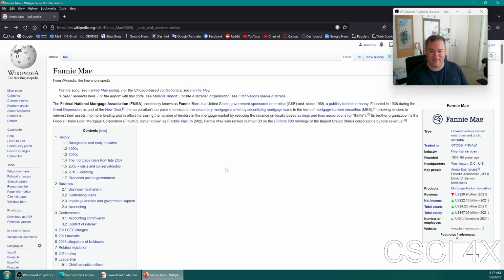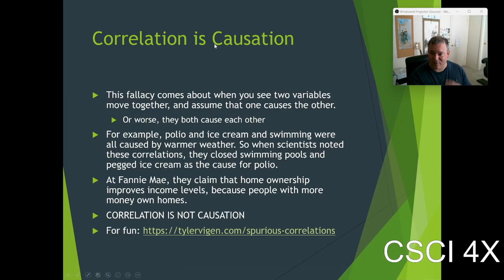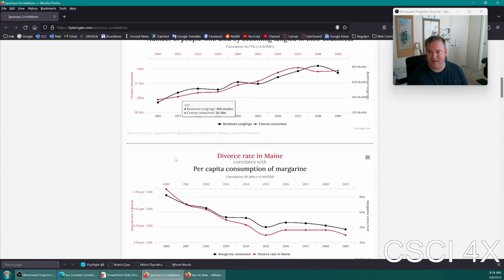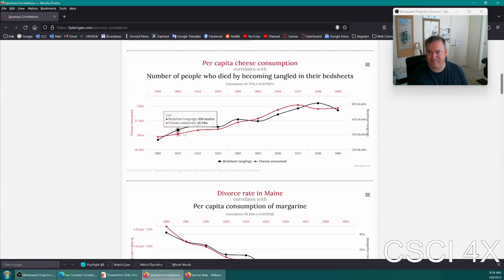And all of this was the cause of the correlation is causation fallacy, right? We need to get more people into houses. It'll be good for them. Turns out it wasn't, right? So there's a great website here called Spurious Correlations, and you can see exactly what I mean by the correlation is causation fallacy.